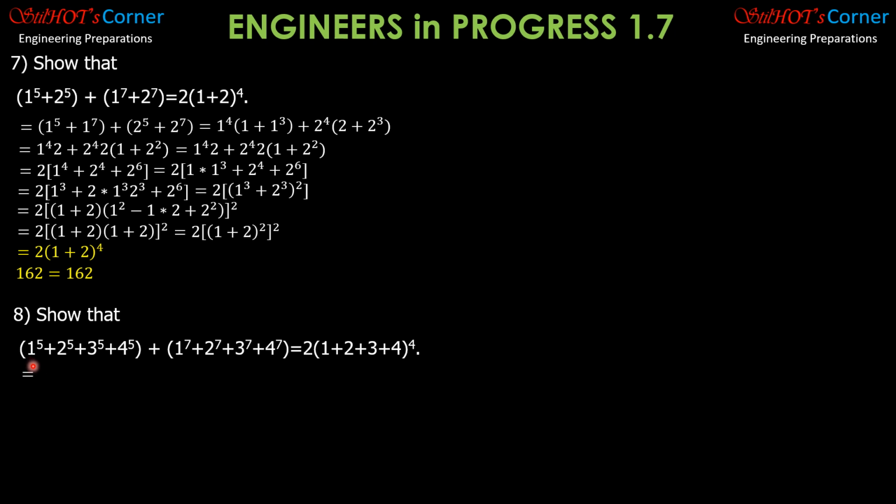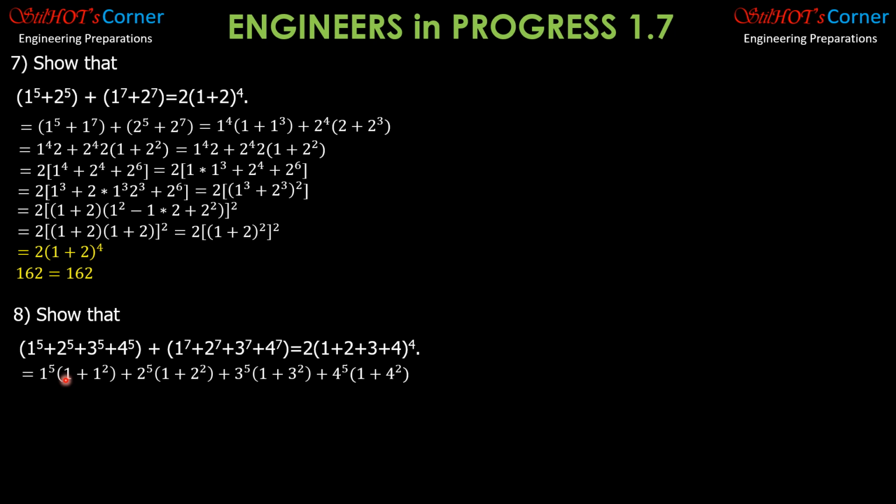So we factor out 1 to the fifth. Then we have 1 plus 1 squared for 1 to the fifth plus 1 to the 7th. For 2 to the fifth plus 2 to the 7th, we have 2 to the fifth times 1 plus 2 squared. For 3 to the fifth plus 3 to the 7th, 3 to the fifth is common, then we have 3 to the fifth times 1 plus 3 squared. Then for 4 to the fifth plus 4 to the 7th, 4 to the fifth is common, then we have times 1 plus 4 squared.